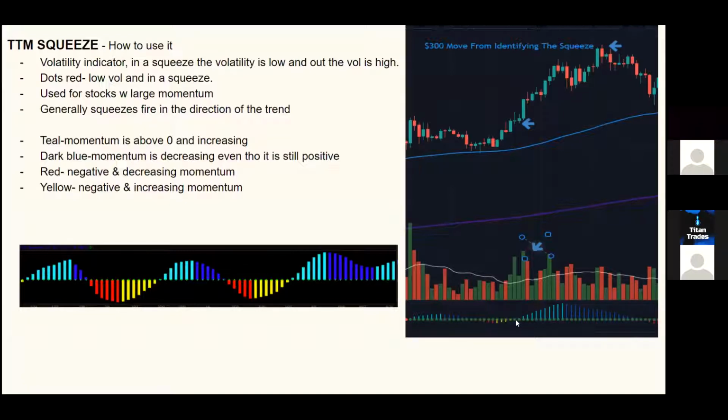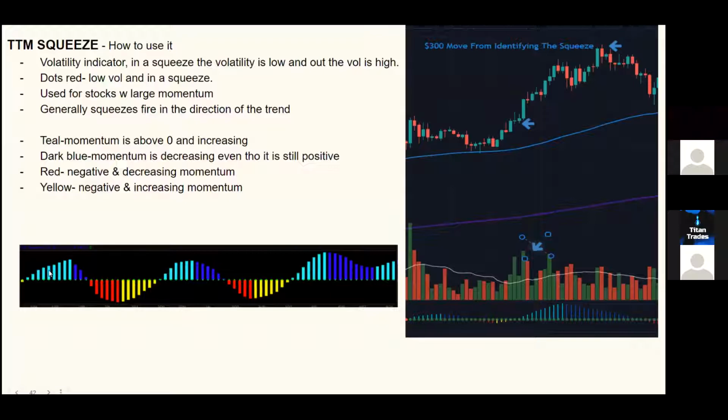So the red dots, when you see these dots down here, these are green, so these are all firing. But when they turn red, that's when it's actually squeezing and about to do something. And then the green is when it fires, right? So it's used to see large momentum shifts. Generally, the squeezes fire in a typical trend. They usually don't like to break the pattern.